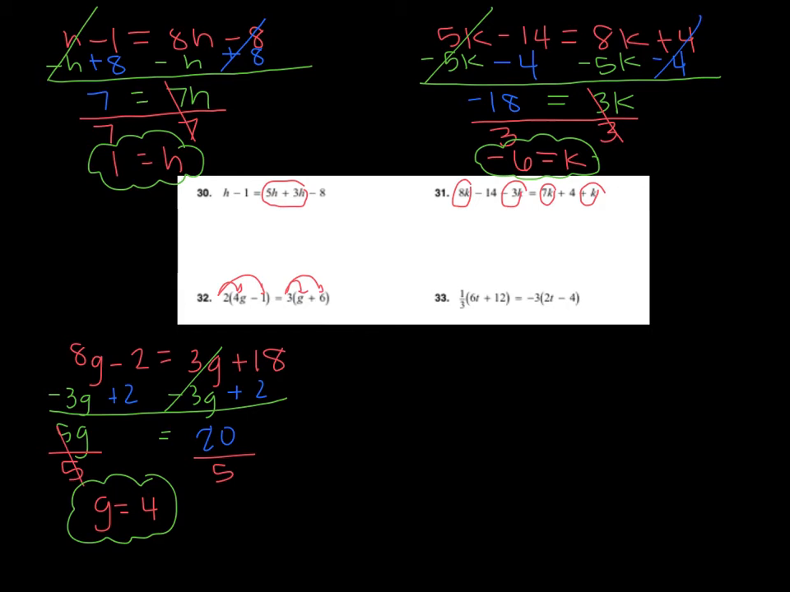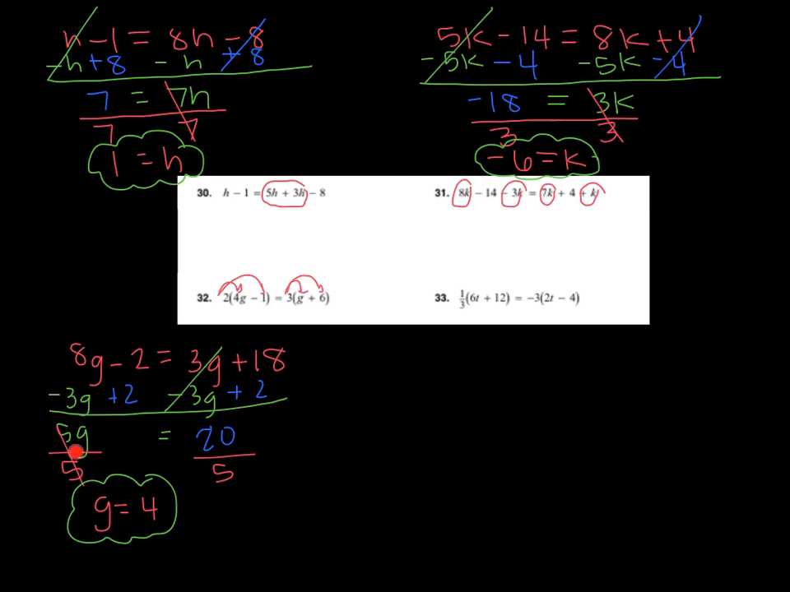So notice I start the same way every time. So once my equation is cleaned up, so this one I had to distribute first to get this red equation, I'm moving all my g's to one side by doing the opposite. The opposite of positive 3g was to subtract 3g. Those cancel. 8g minus 3g is 5g.